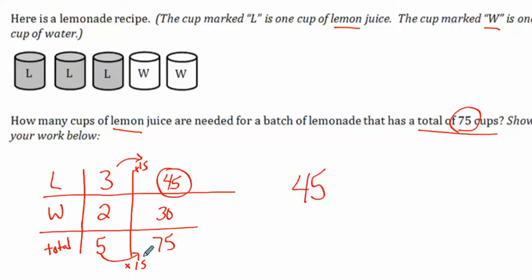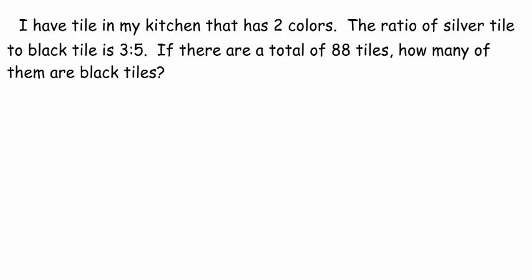All right, I want you to try this one by yourself. I have a tile in my kitchen that has 2 colors. The ratio of silver tiles to black tiles is a 3 to 5 ratio. So if there's a total of 88, how many of the tiles are black? Okay, pause the video and come back when you have your answer. I want you to do it on paper because I'm going to ask to see a picture of it.